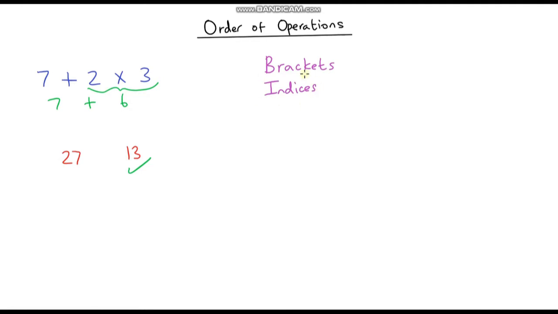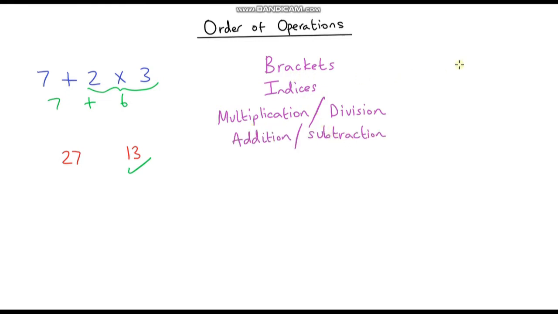The next operation after indices, which has the next level of priority, is multiplication and division. Multiplication and division have the same level of priority, and you might be wondering which one do I do first? I'll come to that in a moment. After multiplication and division, we are just left with addition and subtraction. Again, addition and subtraction have the same level of priority, so I'm going to write them on the same line. And there's a really convenient way of remembering this. You just take the first letters of each of these, and it's an acronym that is pronounced BIDMAS. So if you ever forget the orders of operation, just think BIDMAS.